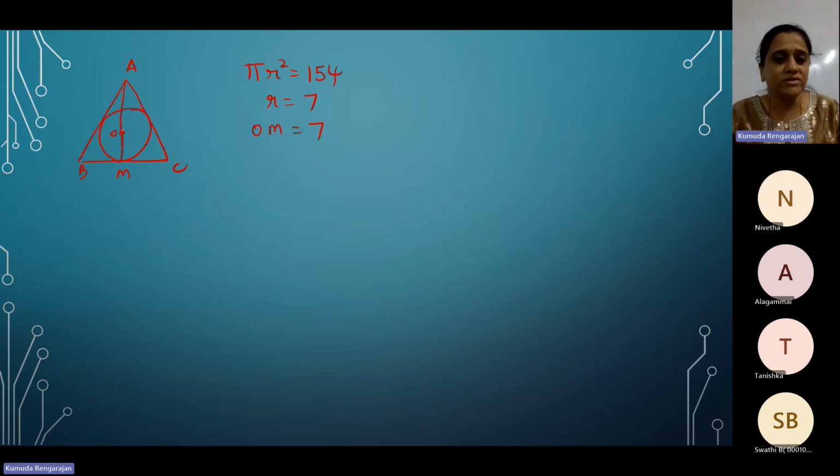So O is the centroid, so AO to OM is 2:1. OM is 7, so OM is 1/3 of the total AM, which means 1/3 of AM is 7. Even otherwise, it's easy, children. One part is 7, so how much is 2 parts? 14. So the total is 14 plus 7, which is 21. That's what we are working out here.